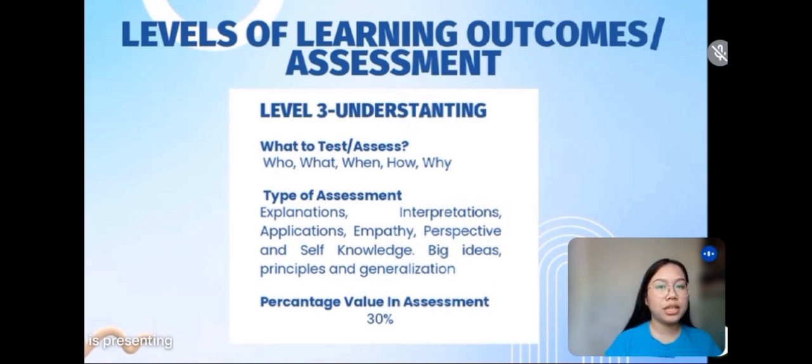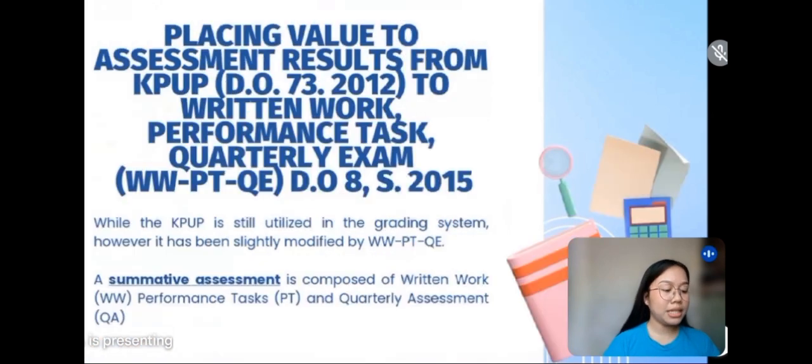Now let us proceed to placing value to assessment results from KPUP to written works, performance task, and quarterly exam. While the KPUP is utilized in the grading system, it has been slightly modified into WW for written works, PT for performance task, and QE for quarterly exam. A summative assessment is composed of written works, performance tasks, and quarterly assessment. So let us define these one by one.